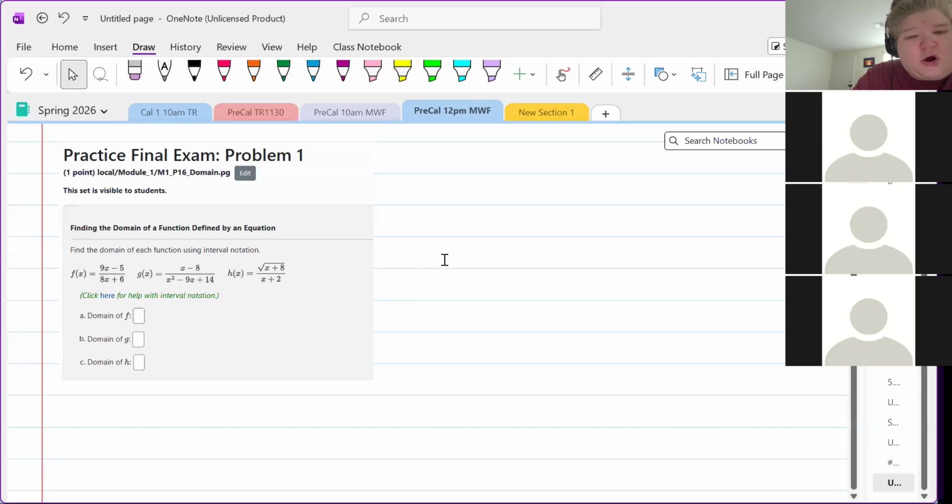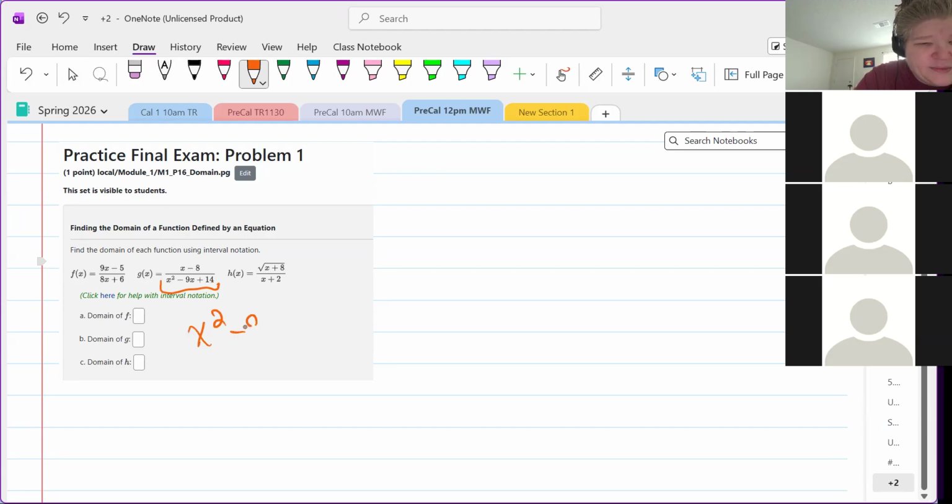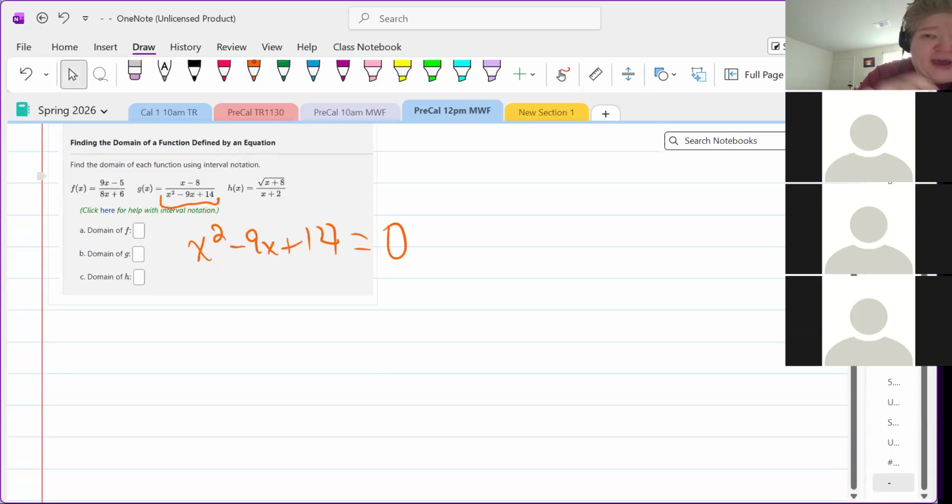So all three of these are fractions with denominators. One of the domain restrictions is that we cannot divide by 0. So if there is any sort of variable in the denominator, we're supposed to check and see where that denominator would equal 0. So for this quadratic here, I'm going to figure out what values make that 0. And then those are the values I'm going to say are not a part of my domain.